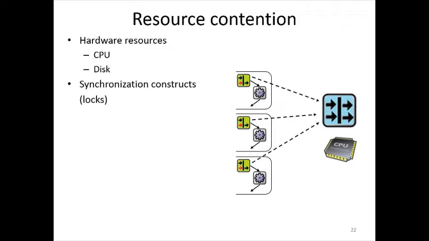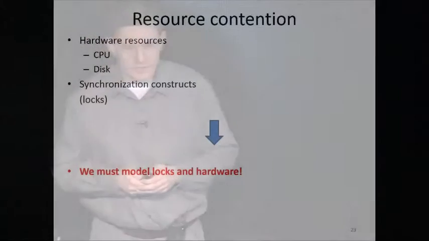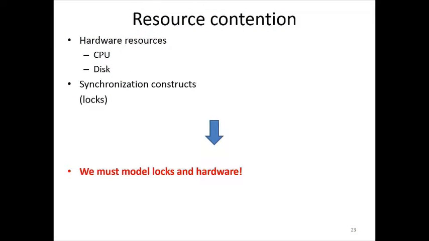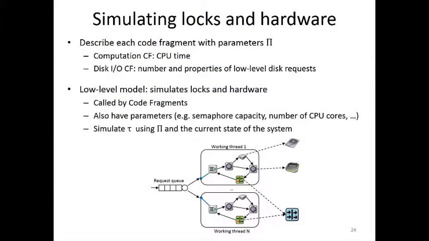If you have many more working threads than the number of available CPU cores, the same applies to locks. If multiple threads are competing for a lock, they will require more and more time to acquire that lock. So the execution time for this code fragment, for example here, which represents acquiring the mutex, will also start increasing, right? So from the standpoint of modeling, this means that we must simulate locks and hardware in the multi-threaded system. And this is exactly what we do with the lower-level model.